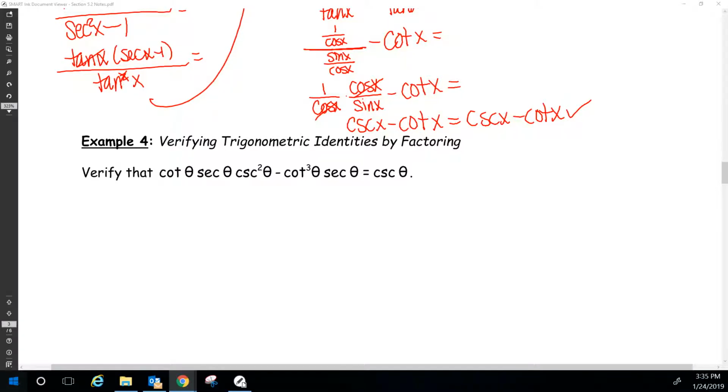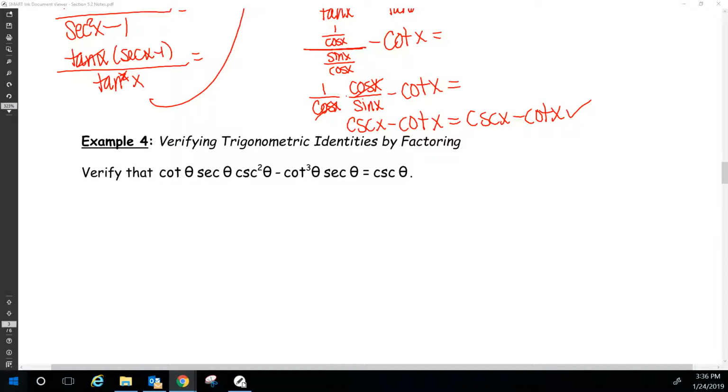Hi guys, here's section 5.2, example number 4. Notice we don't have fractions in this one. So my next step is to identify which one is the hardest side, or most complex side, I guess I should say. This is the most complex side. And I'm going to look to see if I can factor anything out of there.